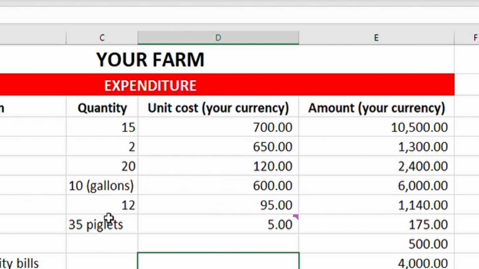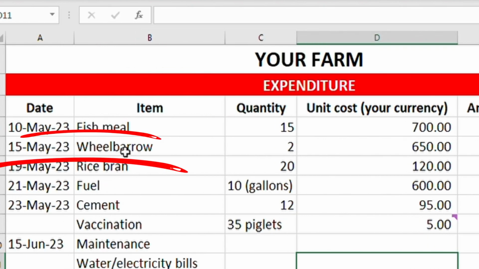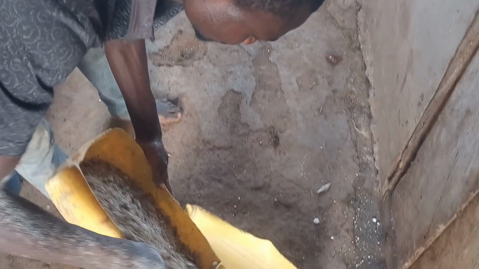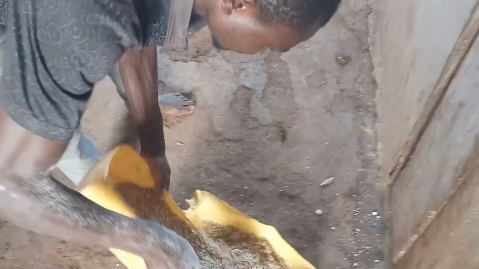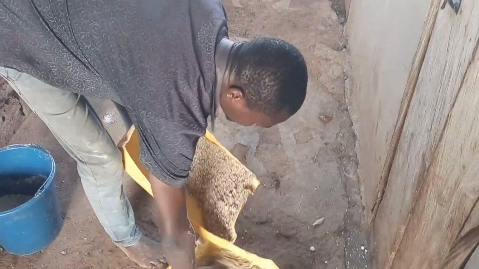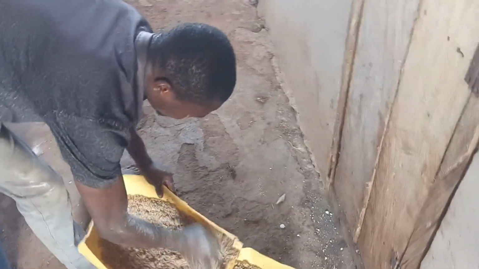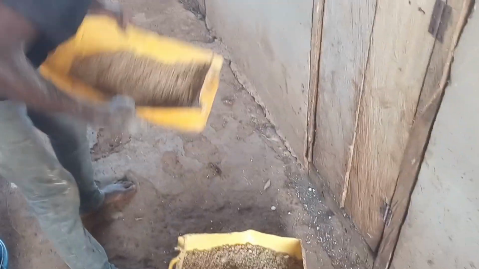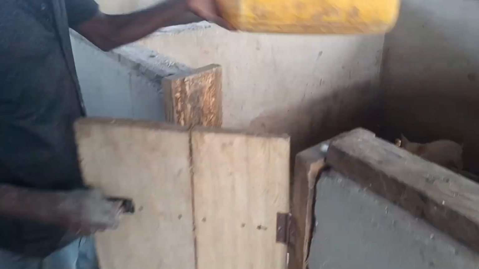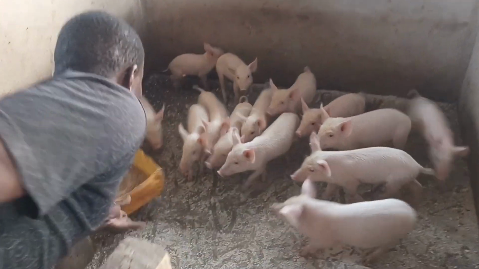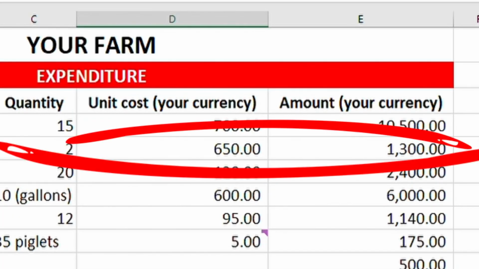And then if I bought something also on the 15th of May, something like a wheelbarrow, where maybe your worker requests that carrying the feed on his head is so stressful, so he needs a wheelbarrow, and you went to buy this wheelbarrow. It's also part of the farm, so you are calculating it as part of the cost at that particular time. So assuming you bought two wheelbarrows and they have the individual cost, you multiply them, you get the amount.